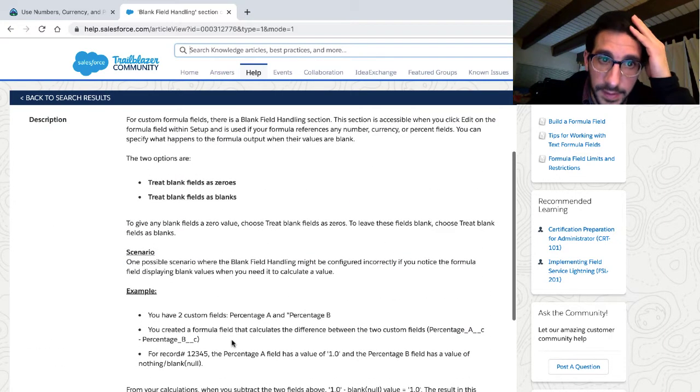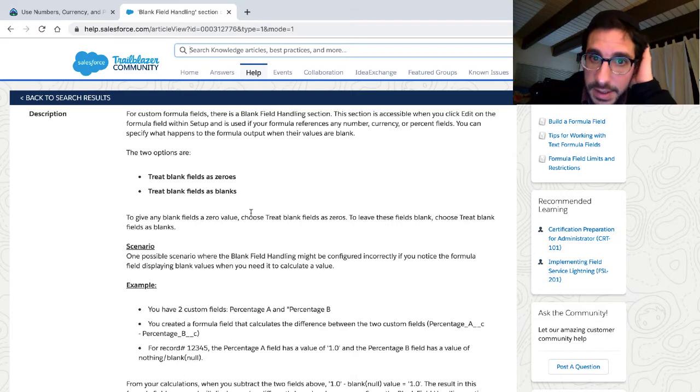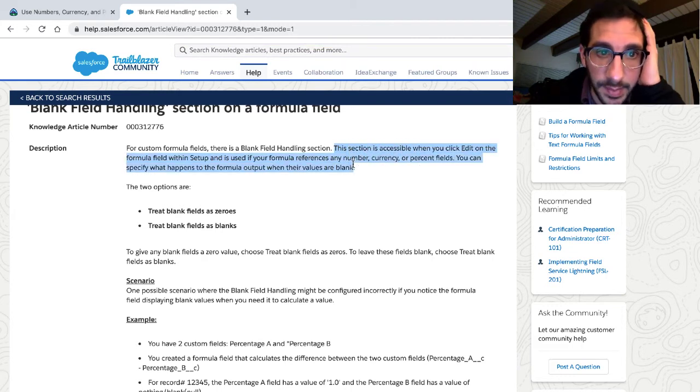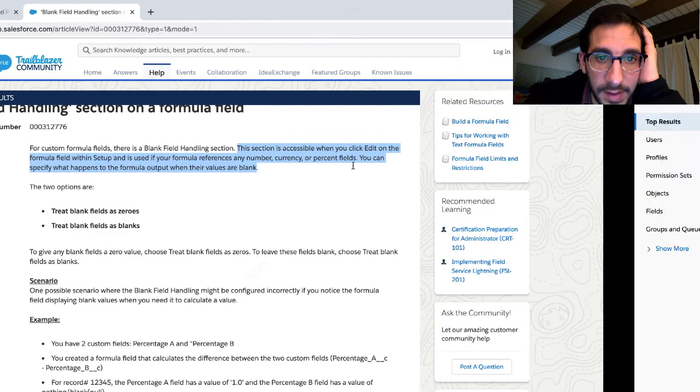For custom formula fields, there is a blank field handling section. This section is accessible when you click Edit on the formula field within Setup. It is used if your formula references any number, currency, or percent fields. You can specify what happens to the formula output when their values are blank.